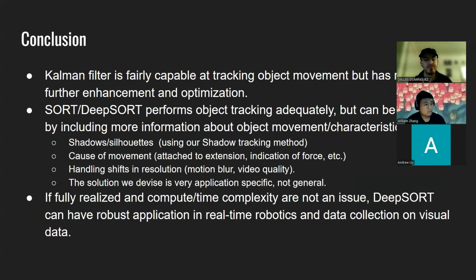To conclude, the Kalman filter is fairly capable at tracking object movement, but has definite room for further enhancement and optimization. As we saw, deep sort performs object tracking very well, but can be further improved by leveraging our shadow tracking method, looking at what's actually causing the movement, and handling changes in resolution. The solution we've devised is very application specific, but a big part of solving computer vision problems is getting a full understanding of the data that you're working with and building an appropriate solution for that data. When fully realized, deep sort can have robust applications in real-time robotics and visual data collection.